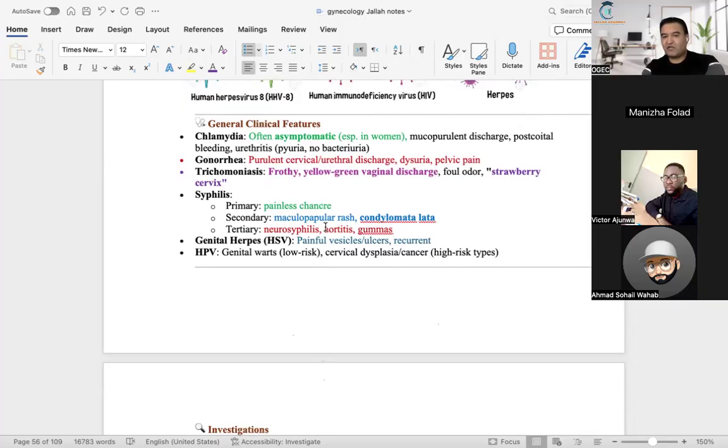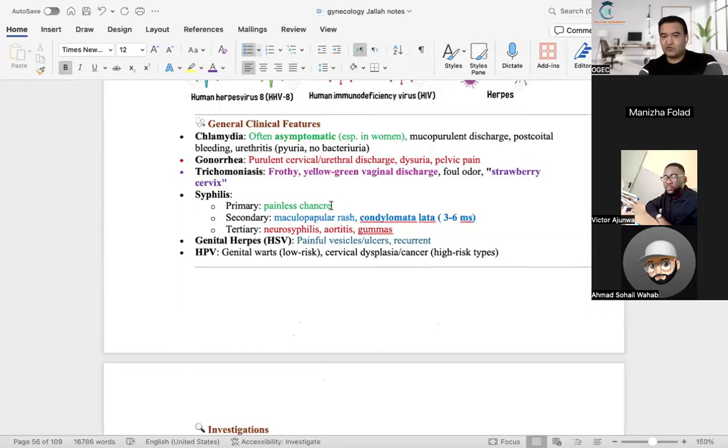For the secondary, the patient will have a papular rash, and the patient will have a rash on the palms and soles as well. And usually the secondary happens within 3 to 6 months after the primary, if the primary is not treated. Tertiary could happen years after secondary if not treated. Aortitis and cardiac complications usually happen years after untreated primary and secondary syphilis.